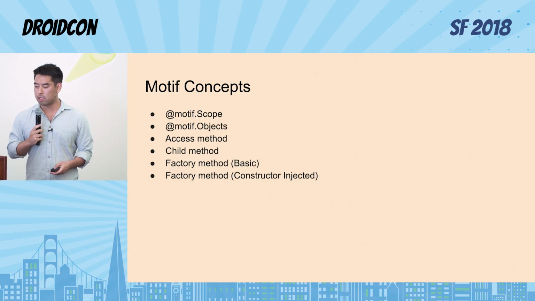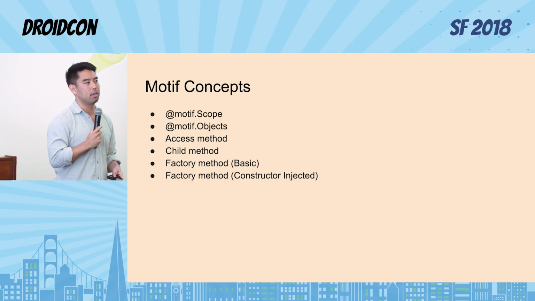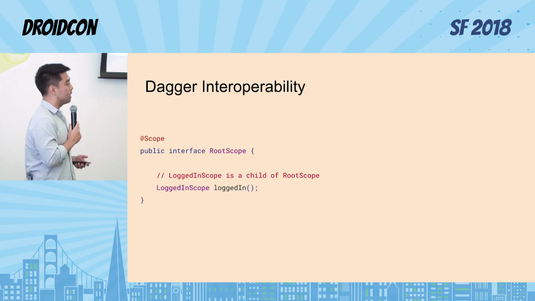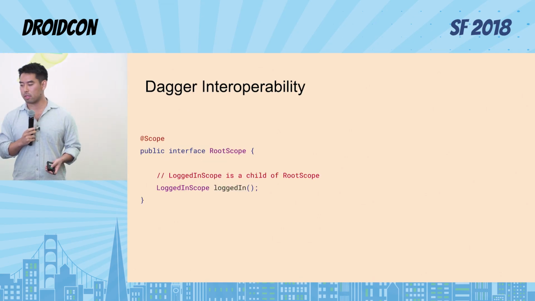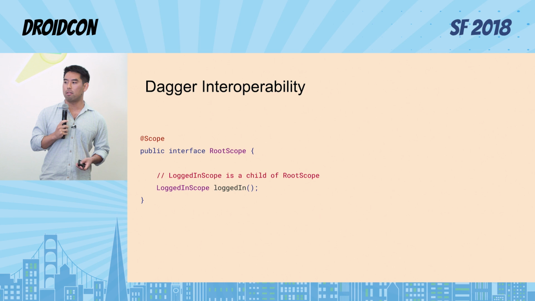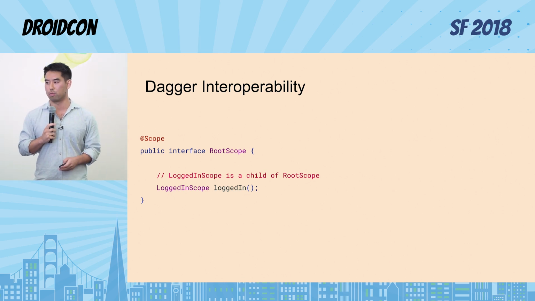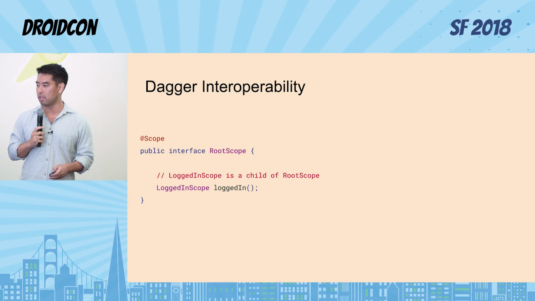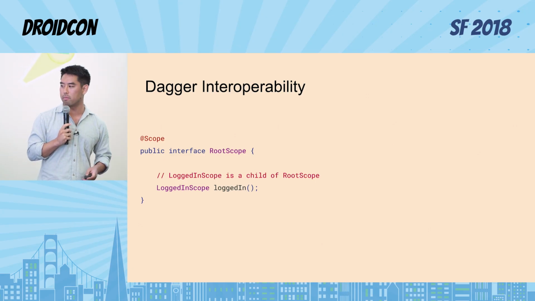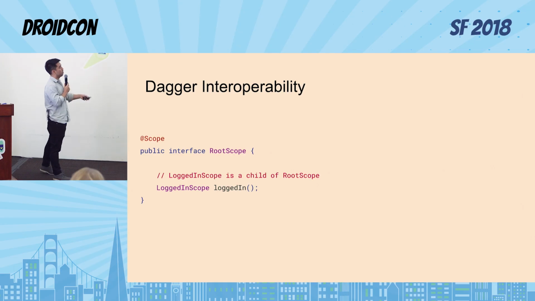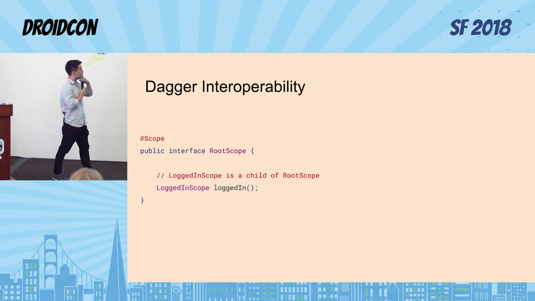Okay, so I'm going to switch gears a little bit here and talk about something I mentioned a little earlier that some of you might be interested in, which is Dagger interoperability. So we stripped out a lot of the other methods in this root scope, and we've just left the child scope, the logged in method here. And again, just to recap, this defines logged in scope as a child of root scope here.